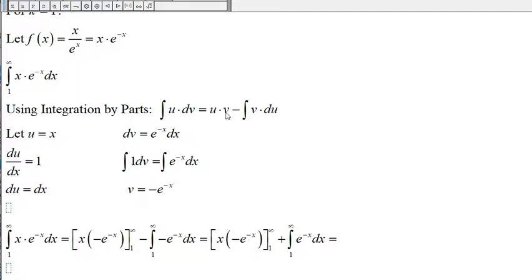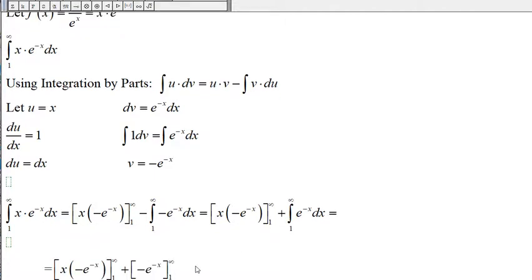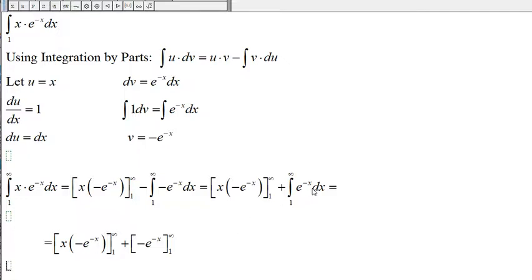And so we have uv, this is u, this is v, and then we'll evaluate from 1 to infinity, and then minus the integral of v, which is negative e to the negative x, times du, which is just dx. Minus negative becomes plus. The integral of e to the negative x again is negative e to the negative x. And again, we need to evaluate from 1 to infinity.